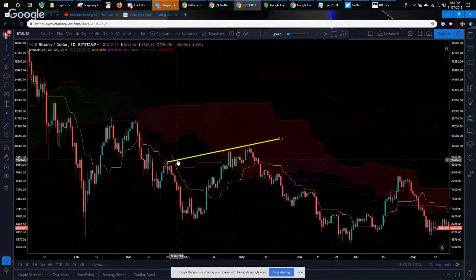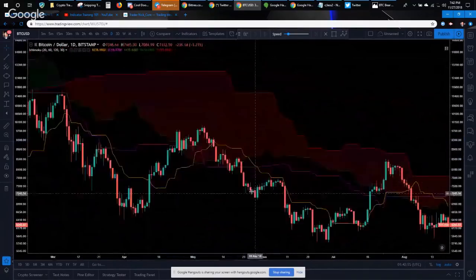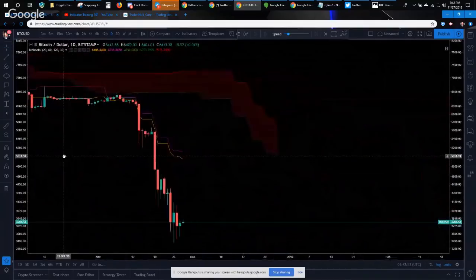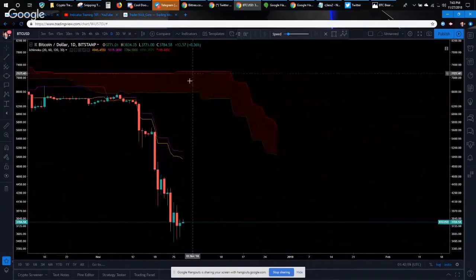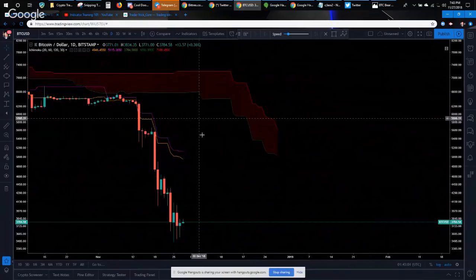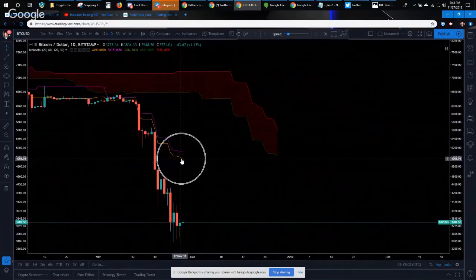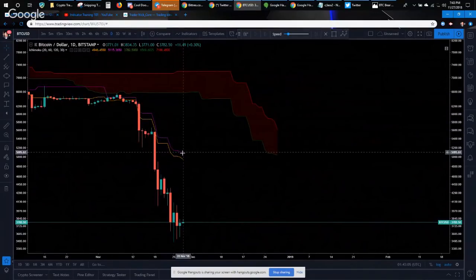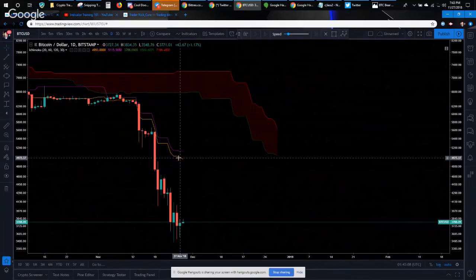But let's get down into the Ichimoku cloud. So we have several components on the Ichimoku. We have the Kumo, which is this cloud right here. We have the baseline and the conversion line. The baseline is pink. The conversion line is orange.